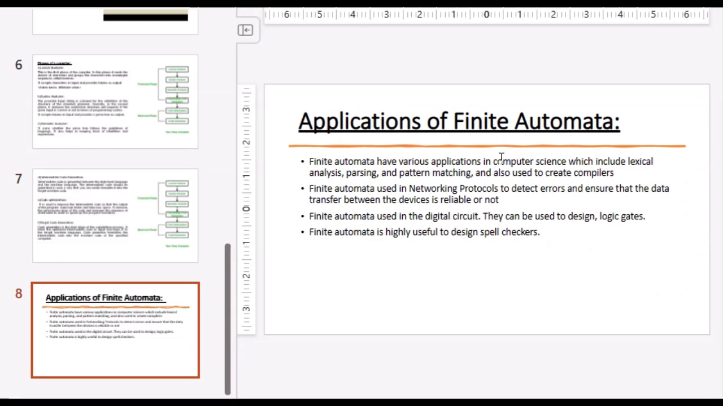Let us see the applications of finite automata. Finite automata has various applications in computer science, which include lexical analysis, parsing, and pattern matching, and it is also used to create the compilers.